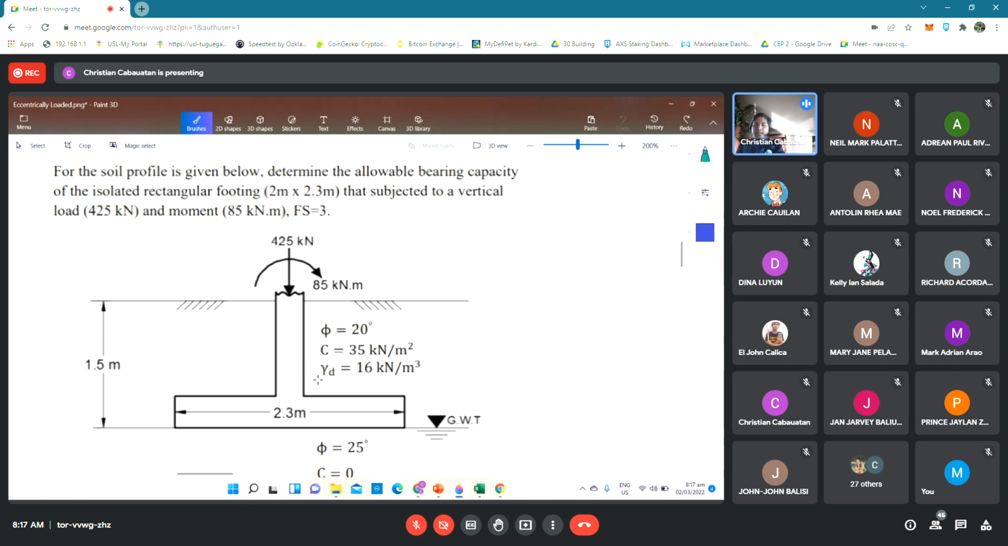Mr. Archie, may idea po ba kayo kung bakit 2.3 yun? Sir, hindi po ba siya yung length ng gagamitin natin? Yes, oo, length na talaga siya. Pero bakit 2.3 yun? Kasi before, ang ating ginagamit is width. Okay? Bakit 2.3 na ang i-present niya?